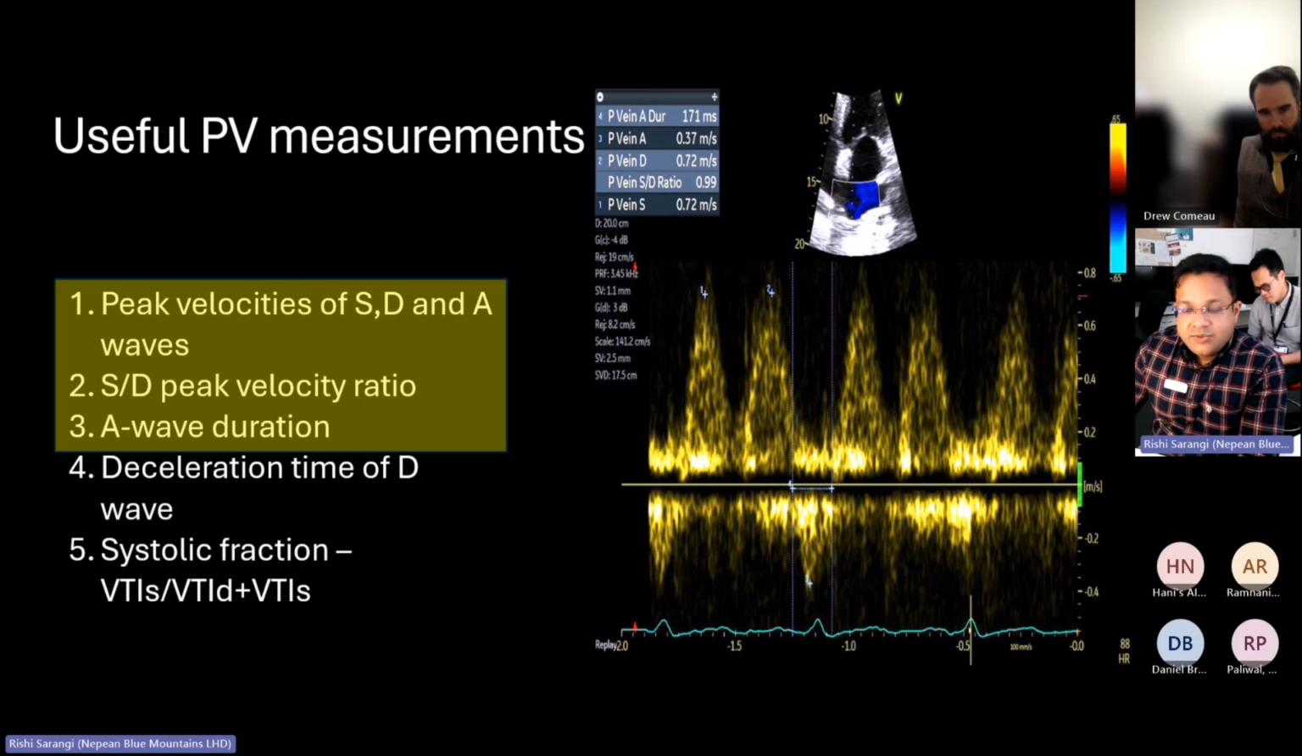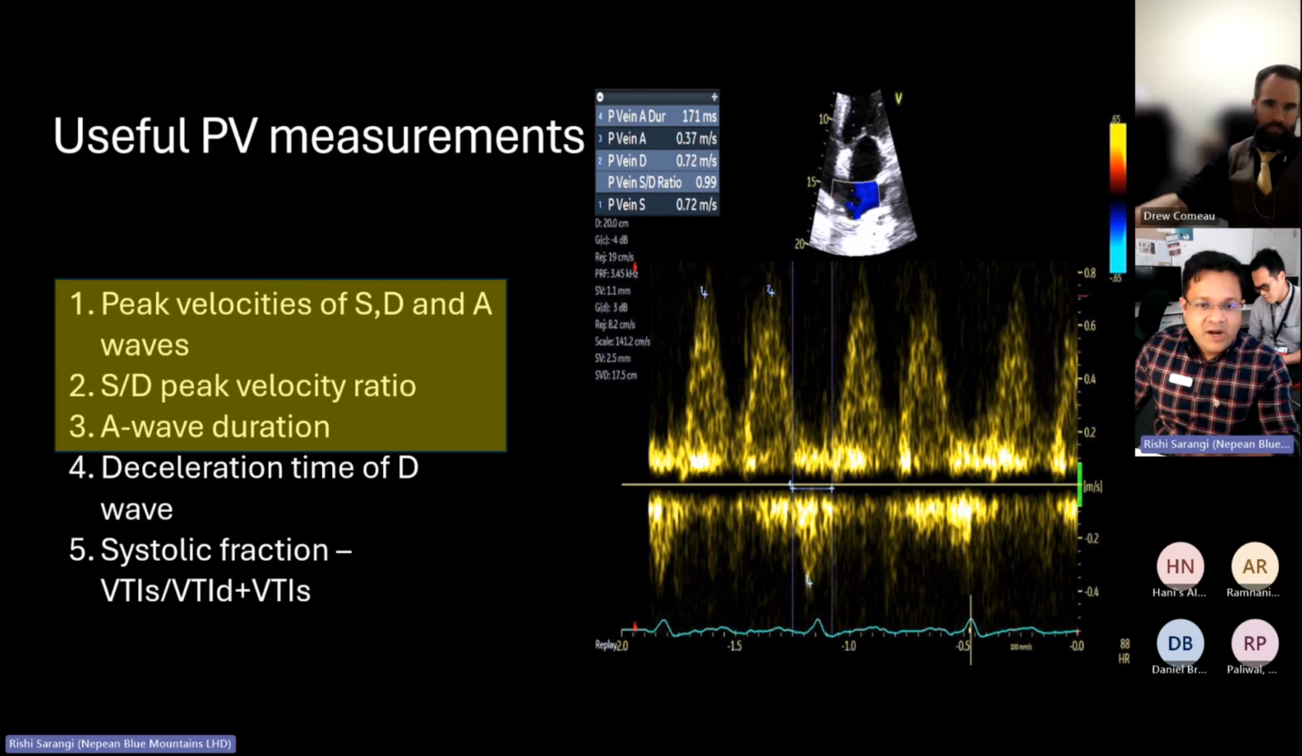In healthy adults less than 40, they can reflect normal left atrial pressure. Usually in an adult, the S wave is more than the D wave, so the S by D ratio is more than 1. This has an inverse relationship to the left atrial pressure. As the left atrial pressure increases, the S by D becomes less than 1, and this has been shown to correlate with higher cardiovascular comorbidities and mortality.